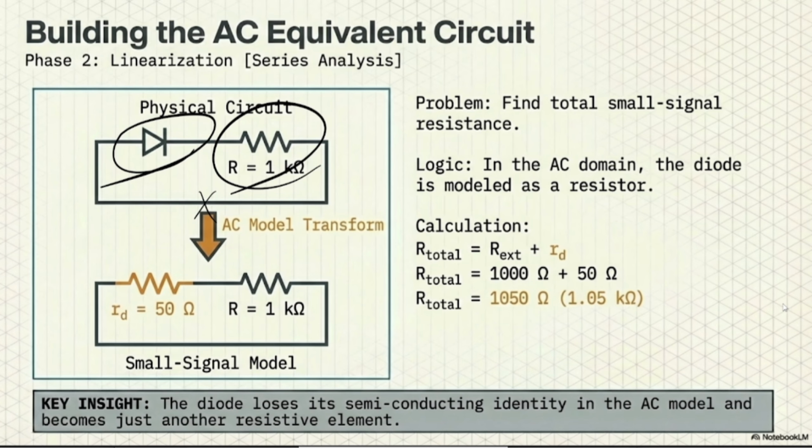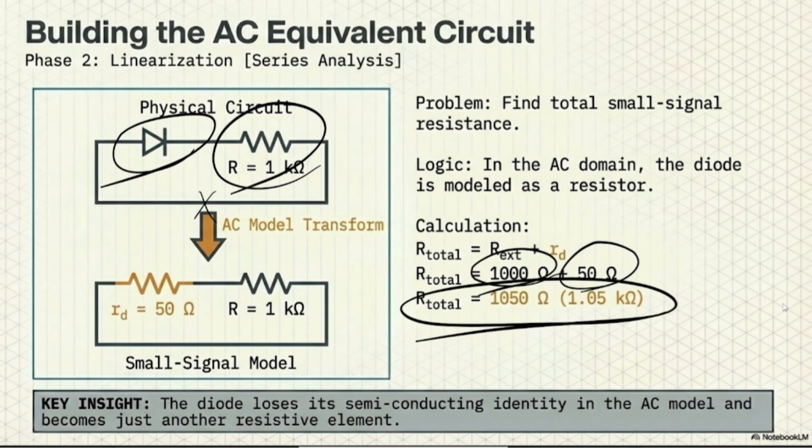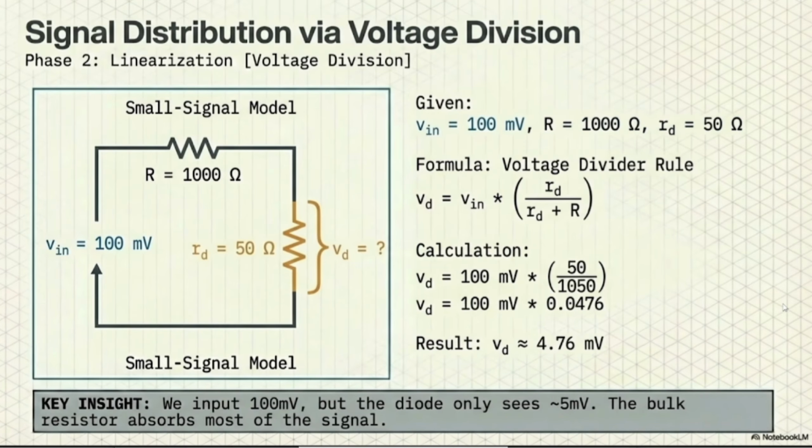Right? From the previous part, I have 50 ohm and I have 1000 for my normal resistance. If I add them up, I have around 1050 ohm. That's how I can find my R.